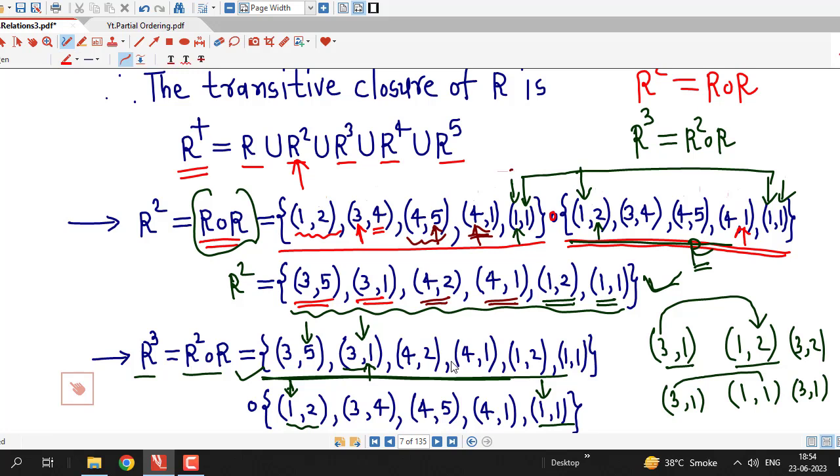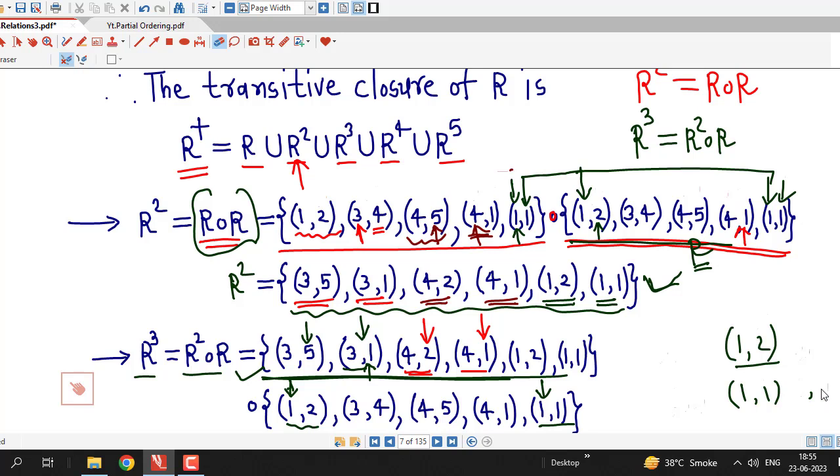Now I concentrate on this ordered pair 4 2. Here second component is 2, and I have to search here for first component as 2, but there is no ordered pair whose first component is 2. And now I am coming here for ordered pair 4 1. I have to search for those ordered pairs whose first component is 1, and we have already written those two ordered pairs whose first component is 1. So that I have to combine with this ordered pair 4 1. 4 1 and 1 2, 4 1 and 1 1.